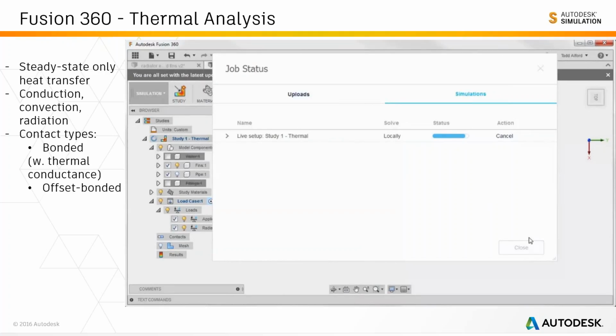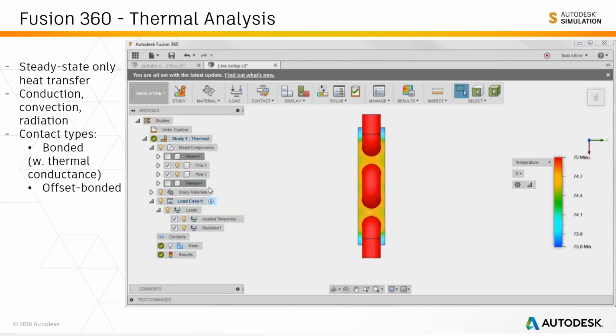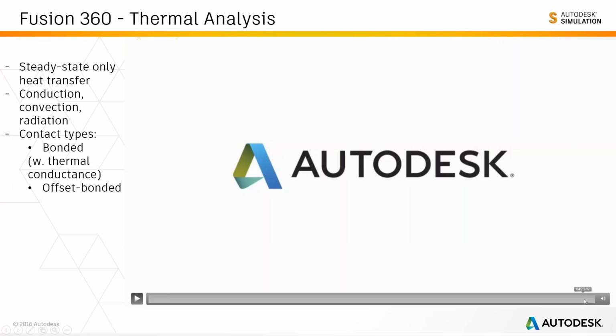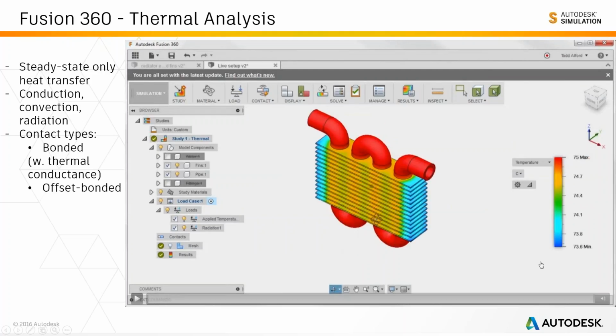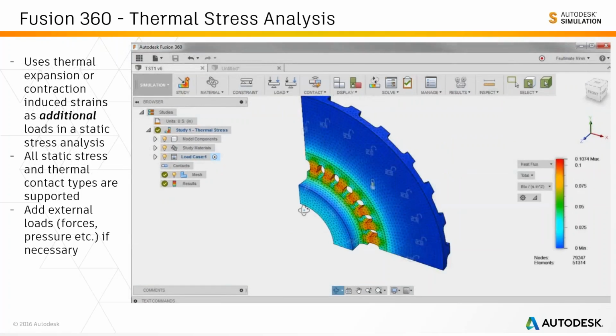We're running this locally, and here is the outcome. You can see the pipe at 75 Celsius there. Let's stop this for a second. So 75 degrees Celsius on the pipe, dropping down to around 73 on the fins, based on the assigned conditions. Pretty straightforward setup and a quick run on a simple model. Let's look at thermal stress now.